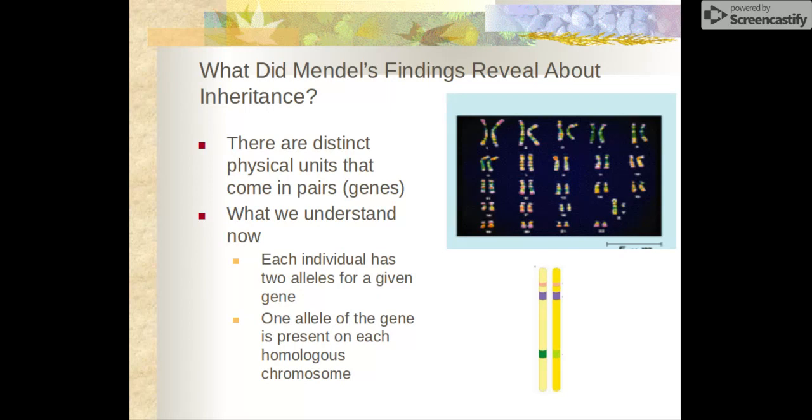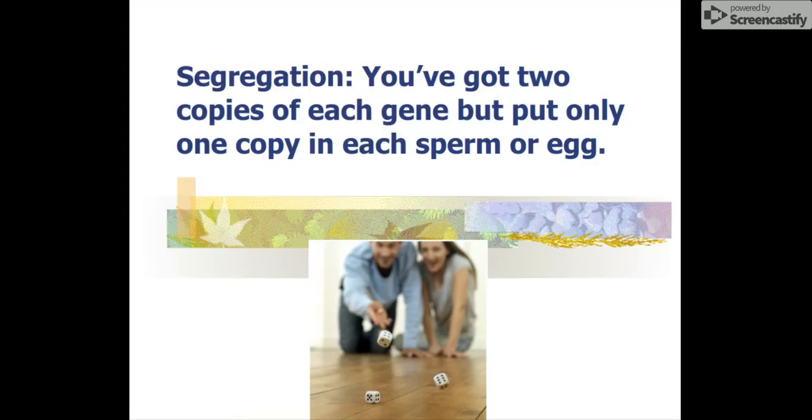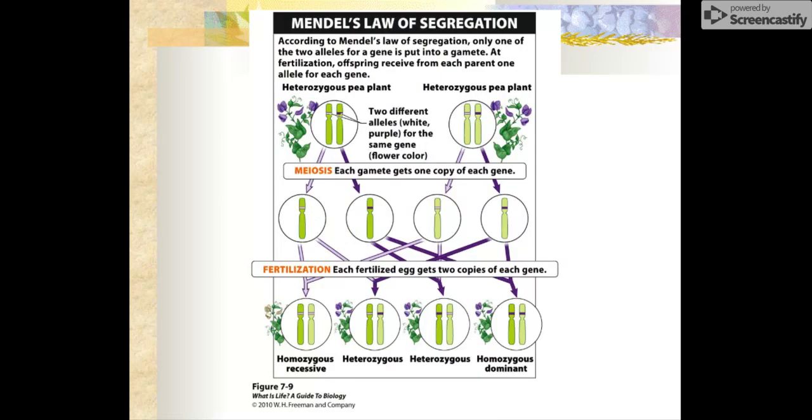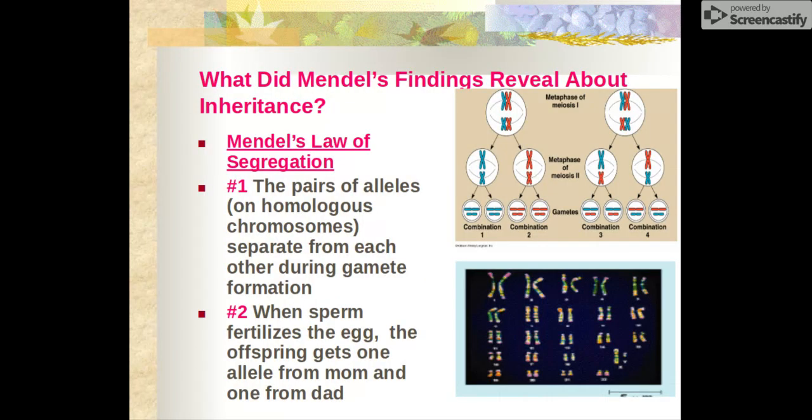And 1 allele of each gene is on each of the homologous chromosomes. So we get 1 of those alleles from mom, 1 of those alleles from dad. So we've got this idea of segregation: 2 copies of a gene, but we put only 1 copy in each sperm and egg, so that when fertilization occurs, we get 2 copies. And remember the law of independent assortment, where the alleles that we have on our chromosomes are just randomly going into these gametes. So we've got all of these different possible combinations, and then when we get fertilization, it increases even more.